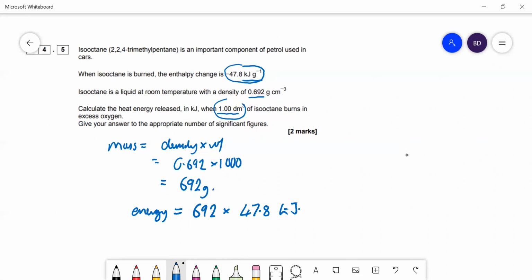That gives us a value of 3.31 times 10 to the 4 kilojoules. I'll leave it in standard form, that's fine. Should we give it to 3 significant figures? Yes, we should, because all the data is given to 3 significant figures. So that's our answer there.